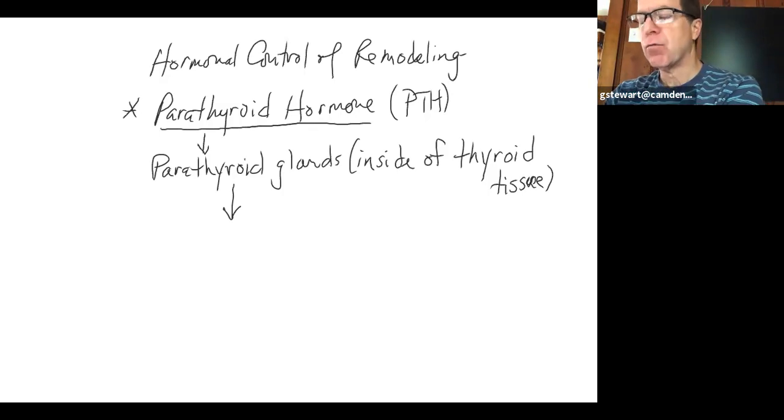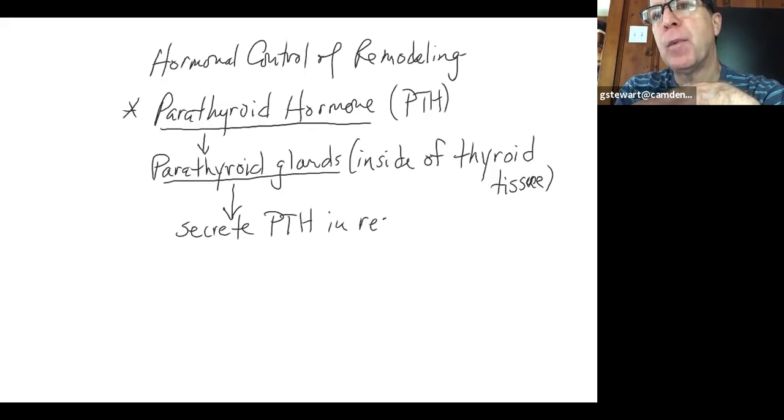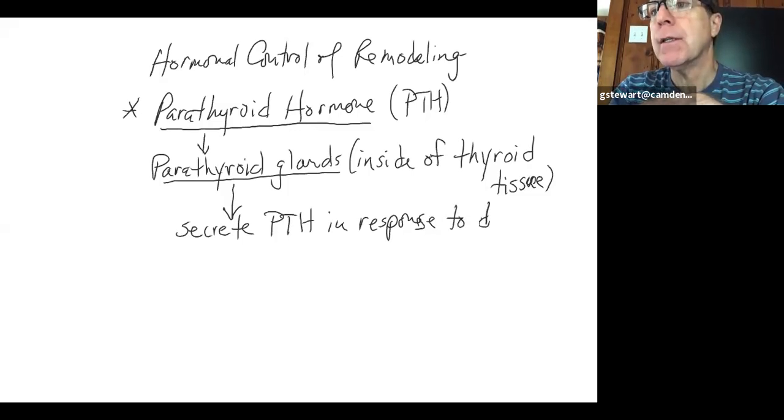And here's the role of it. It's critical in controlling calcium levels in the blood. So here's what happens. Parathyroid glands secrete parathyroid hormone in response to decreasing blood levels of calcium.